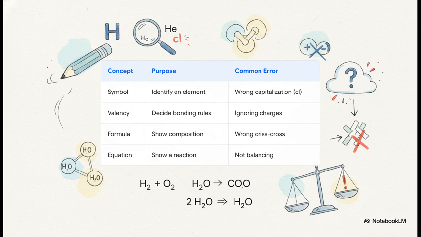Think of this table as your ultimate cheat sheet. Each of these 4 things we talked about has one very specific job. A symbol just names an element. Valency gives you the rules for bonding. A formula tells you what a compound is made of. And an equation tells the whole story of a reaction. If you can keep these separate jobs clear in your head, you'll dodge all the most common mistakes people make.